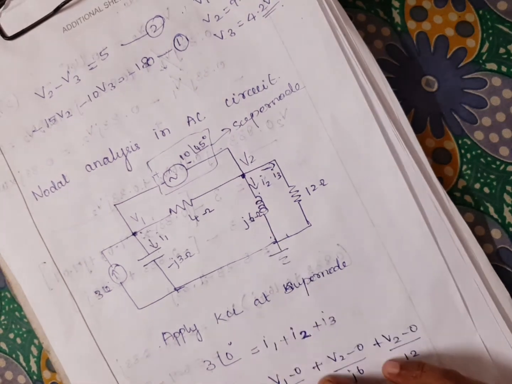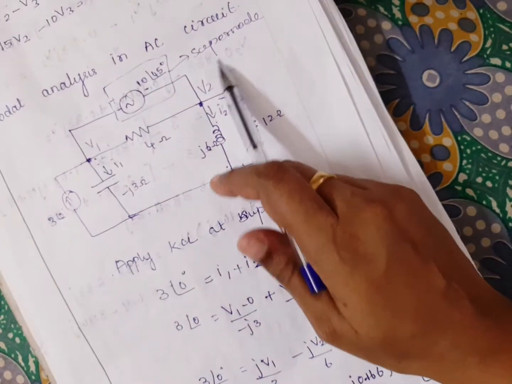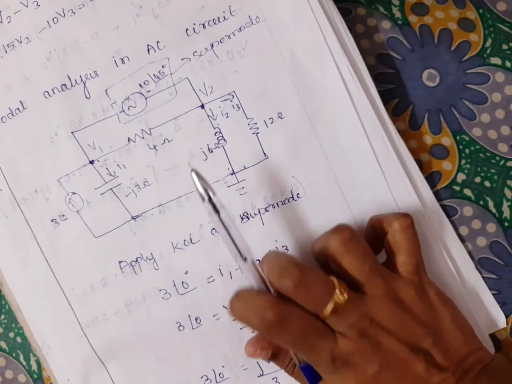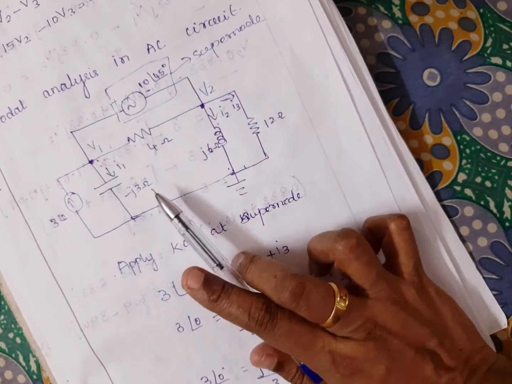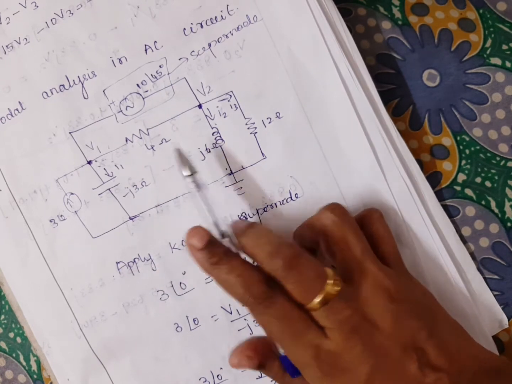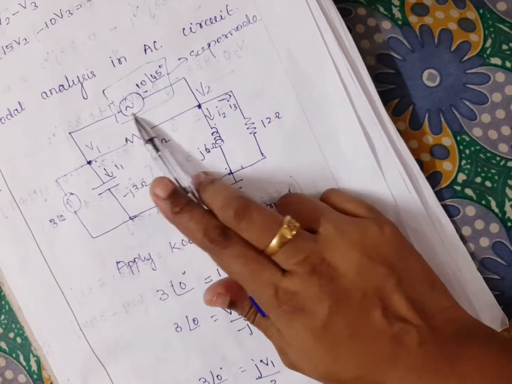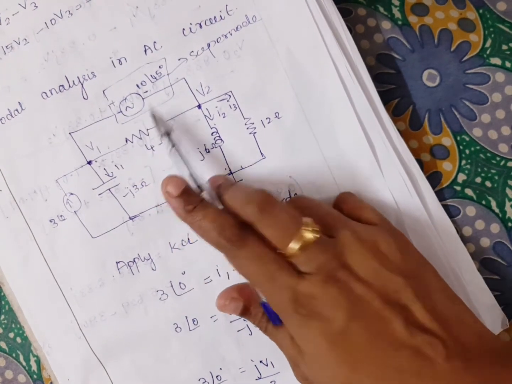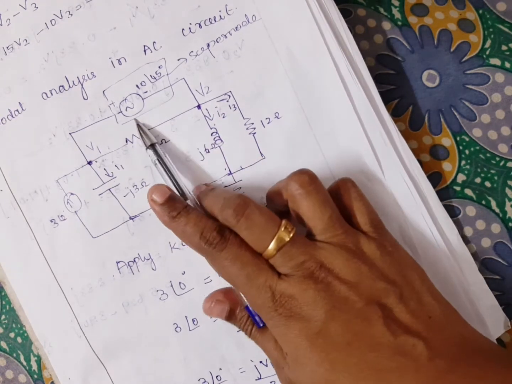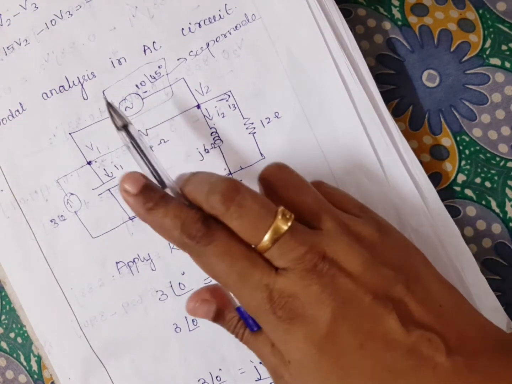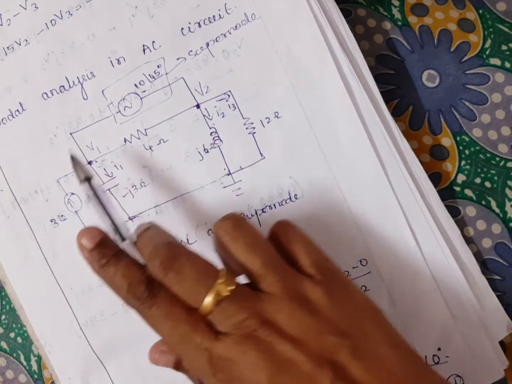So next we can see the nodal analysis in AC circuit. Okay, so it is an AC circuit. How can you identify the AC circuit? It consists of capacitor, inductor, resistor, etc. Okay, so it is AC voltage. So it is a super node. How can you identify it is a super node? Because the voltage source is connected between two nodes.